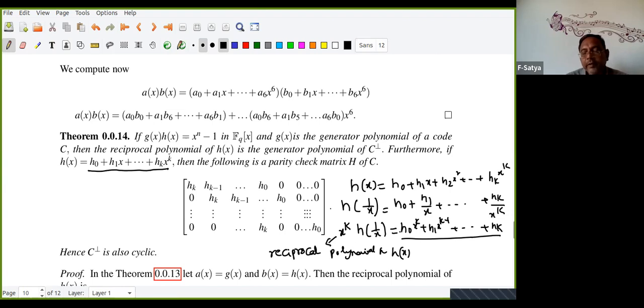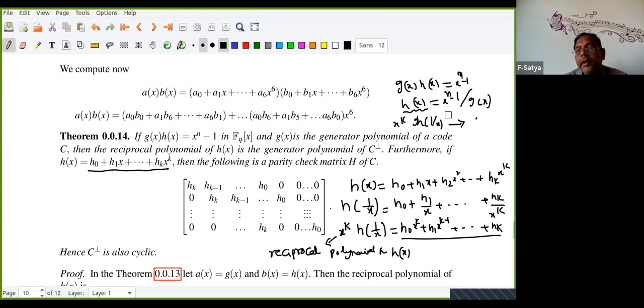Now this reciprocal polynomial is the generator polynomial for C perp, not h of x as it is. What is h of x? g of x into h of x equals x power n minus 1. In particular, h of x equals x power n minus 1 by g(x). But this is not the generator polynomial for C perp. It's the reciprocal. That is, I'll take x power k into h of 1 by x. This is the generator polynomial for C perp, or parity check polynomial for C.